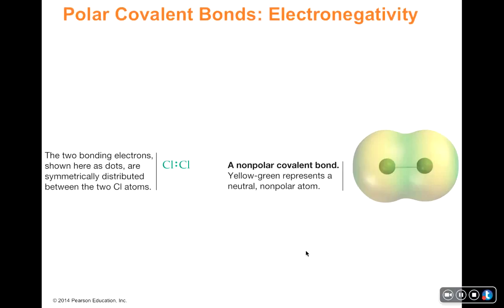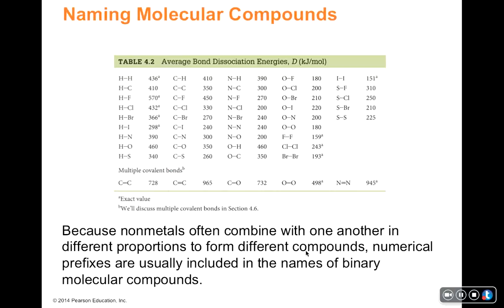Here's one where there's a nonpolar covalent bond. Anytime you have two atoms connected together that are identical, then obviously there's no difference in their electronegativity values, so those are nonpolar compounds, and you can see that represented by the electrostatic potential map. Essentially, that charge is distributed equally over both atoms.